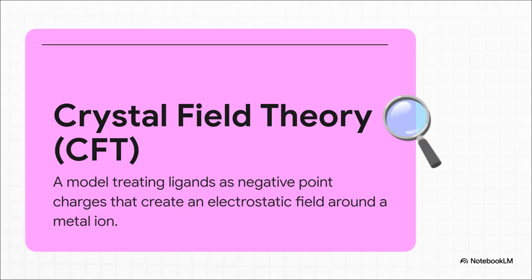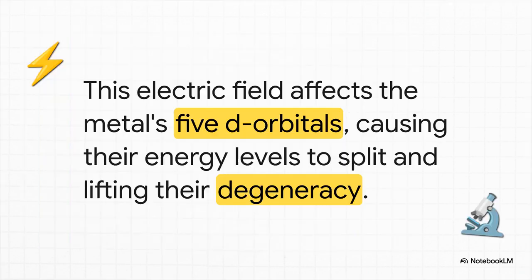Okay, so what I love about this theory, let's call it CFT for short, is just how elegant, how simple it is. It kind of sidesteps all the messy, complicated details of chemical bonding. Instead, it makes this really bold, simplifying assumption. It looks at all the molecules hanging around the central metal ion, we call those ligands, and it says, you know what? Let's just pretend they're tiny little points of negative charge. That's it. And from that one simple idea, the whole theory just unfolds.